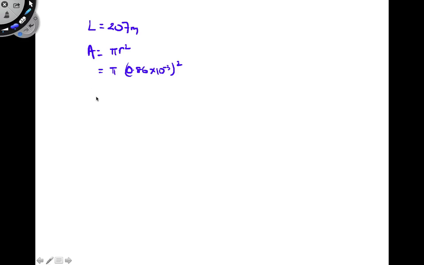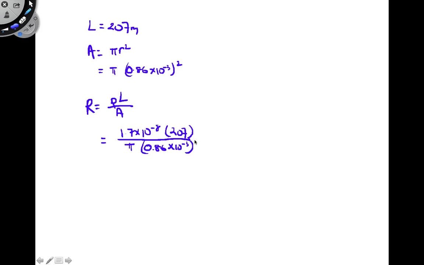To find resistance, you are looking at R equals rho L over A. Substituting the values, your rho is 1.7 times 10 power negative 8, L is 207 meters, and then you divide this by pi times 0.86 times 10 power negative 3, squared. Your final answer should be about 1.51 ohms.